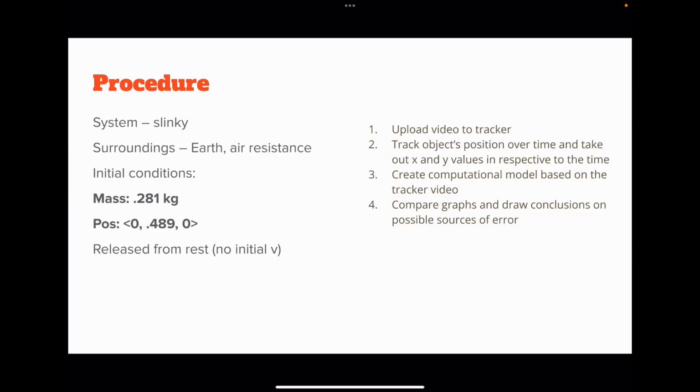The procedure and experiment. For this procedure, we have our system, which is our Slinky, our surroundings with our earth and air resistance, and our initial conditions, which is the mass of our Slinky, 0.281 kilograms, and our position, 0.489 meters from the ground. This is because we put y equals 0 at the ground, and it was released from rest, which means there was no initial velocity.